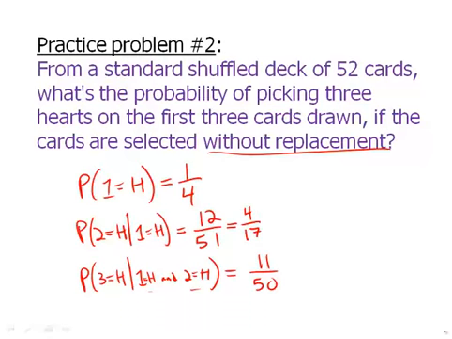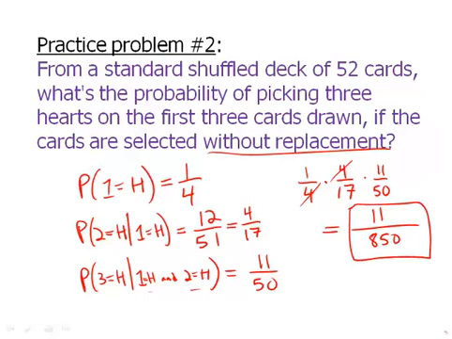Now I'm just going to multiply these 3. Multiply the original probability times the conditional probabilities. 4 over 17 times 11 over 50. Again, the worst thing in the world you can do is just multiply straight across before canceling. We can cancel the 4s right away. Things get much easier. In the numerator, we just have 1 times 11. In the denominator, we get 17 times 50. Well, 17 times 5 is 85, so 17 times 50 is 850. This is the probability of picking 3 cards and having all 3 of them be hearts.